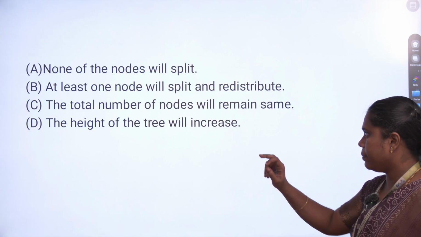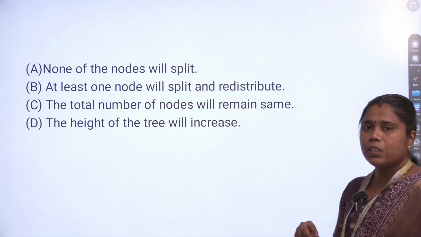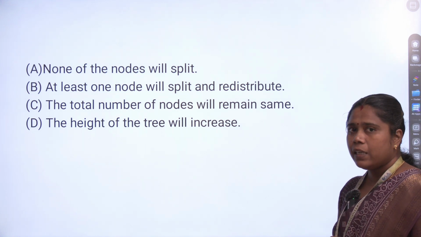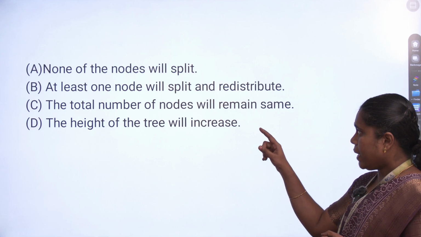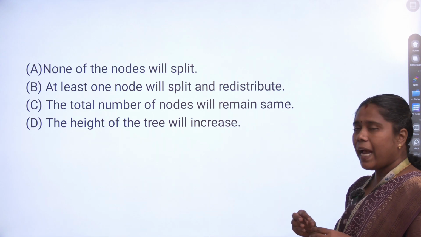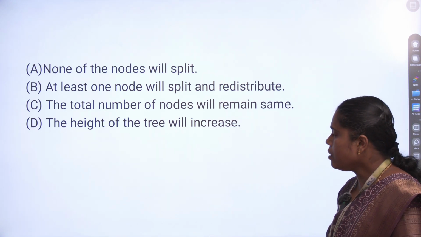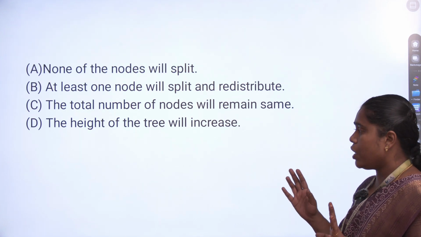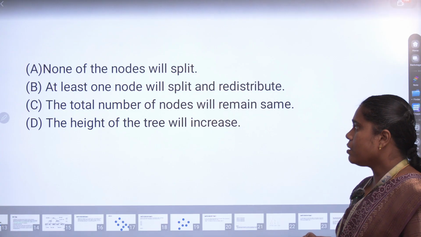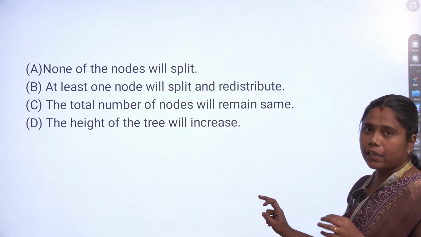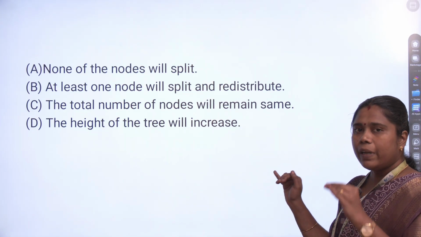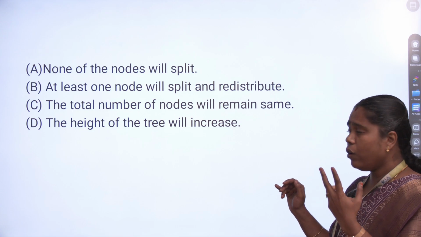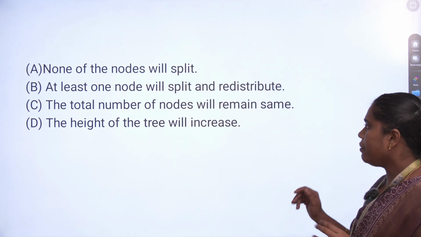The options are: first, none of the nodes will split. Second, at least one node will split and redistribute. The third option is the total number of nodes will remain the same, there is no change. And the last option is the height of the tree will increase. So these are the given options. From these options, you are going to check any one or two. Anything can be correct, and you need to find it.